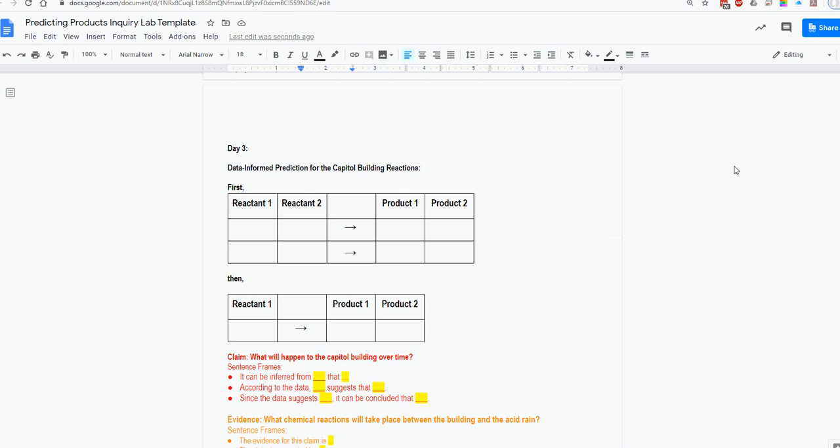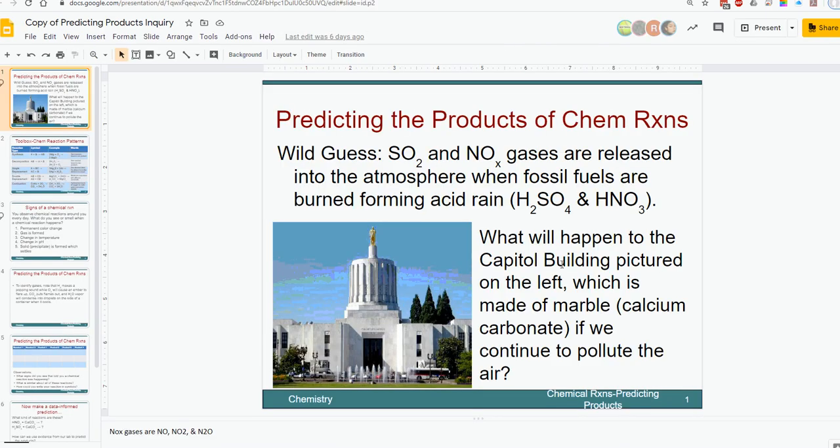Okay, we're going to finish up day 3 of our Criterion C report here. So data-informed prediction for the Capitol building. Let's just go back and remind ourselves where we started here.